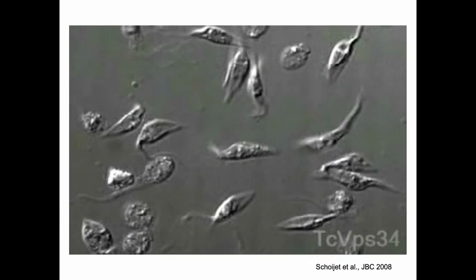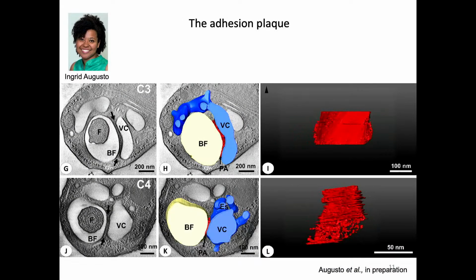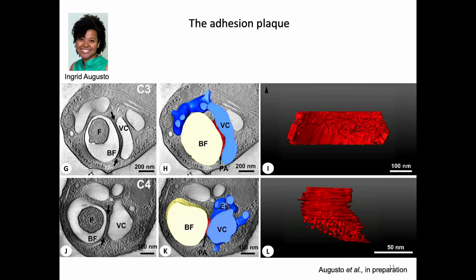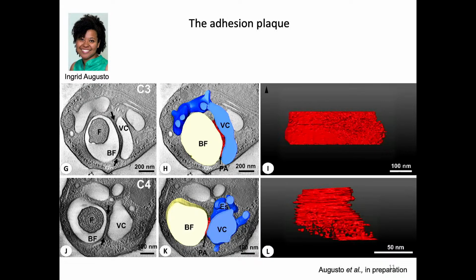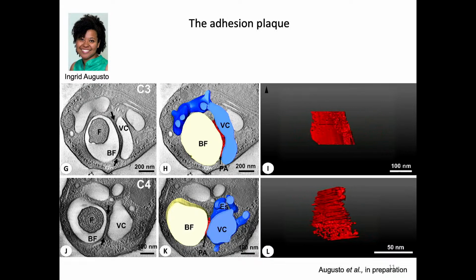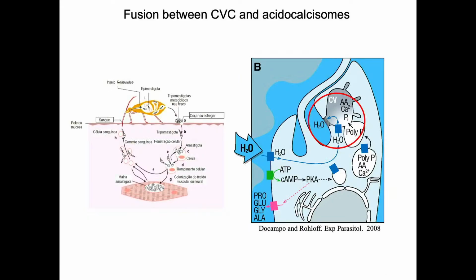We have wild type cells, we have cells that overexpress enzymes that make them very efficient, and on the other side, cells that are not efficient at all, and we are comparing the structure of the contractile vacuole and acidocalcisomes. Ingrid has done a lot of work with the contractile vacuole and the link with the flagellar pocket, both with cryo-EM and freeze substituted samples. I won't have time to talk about it. I will focus on this interaction between acidocalcisomes and contractile vacuole.